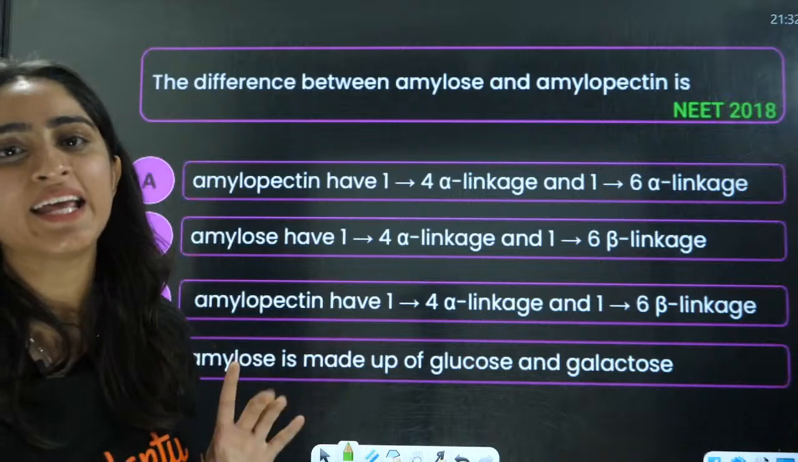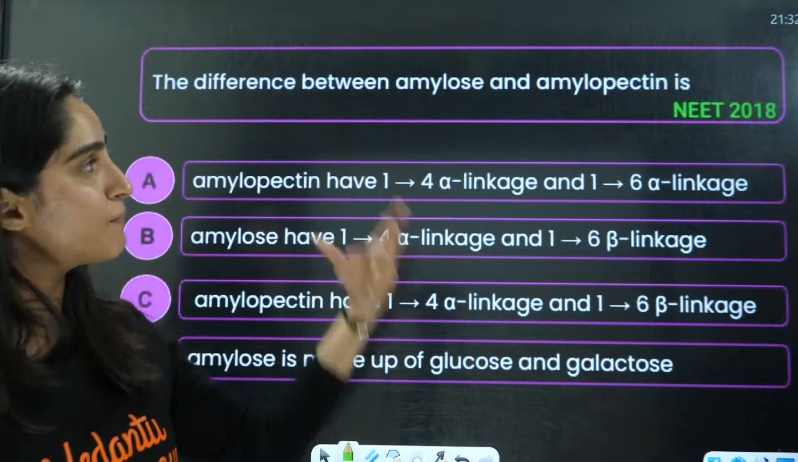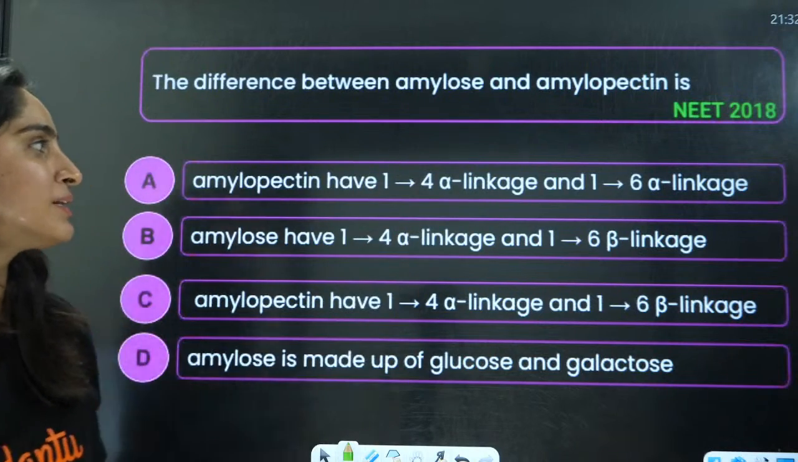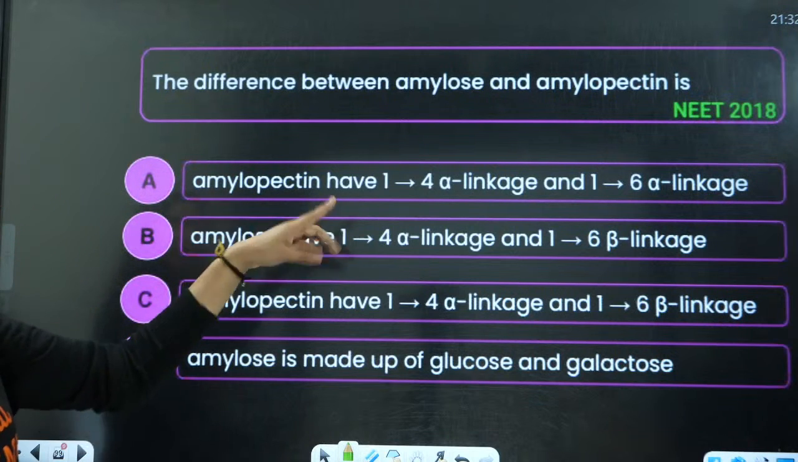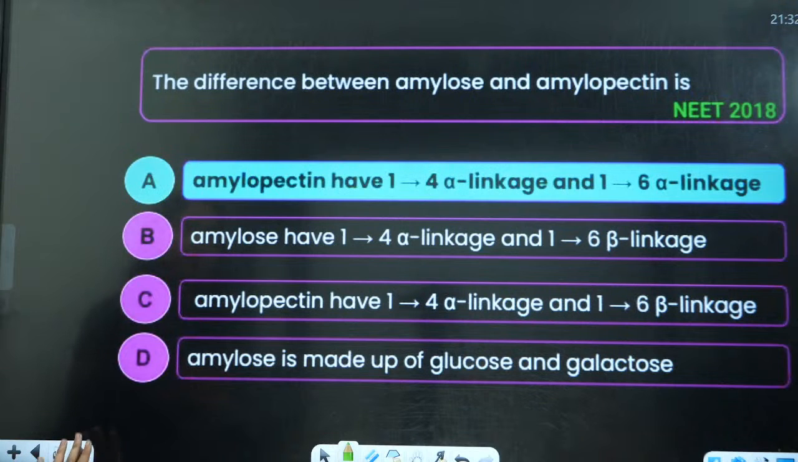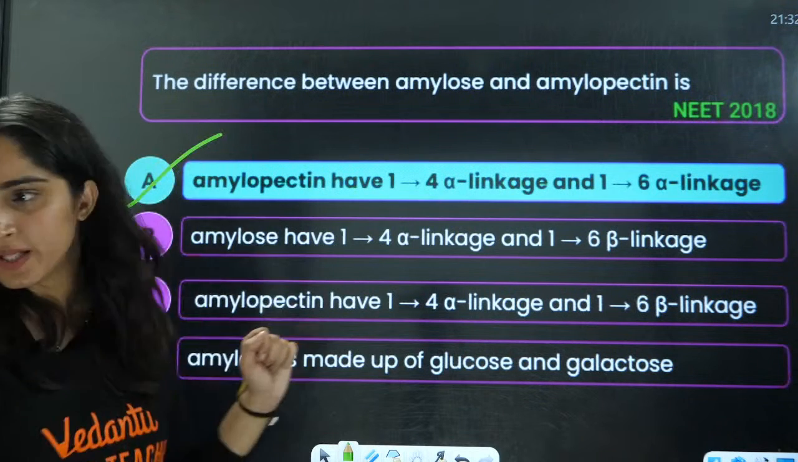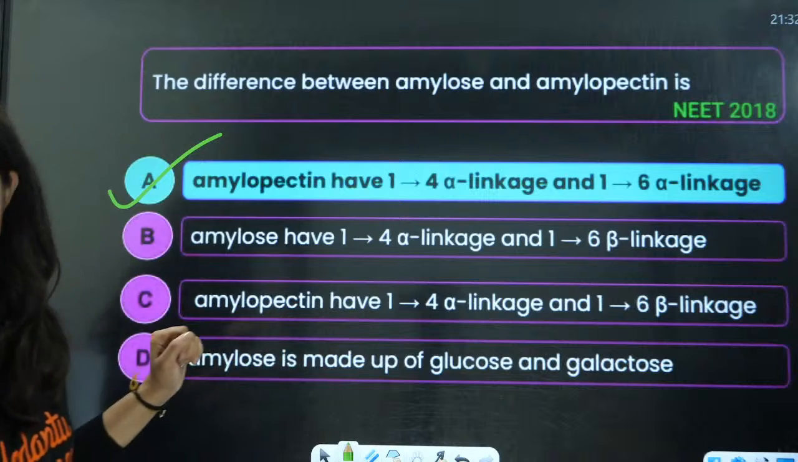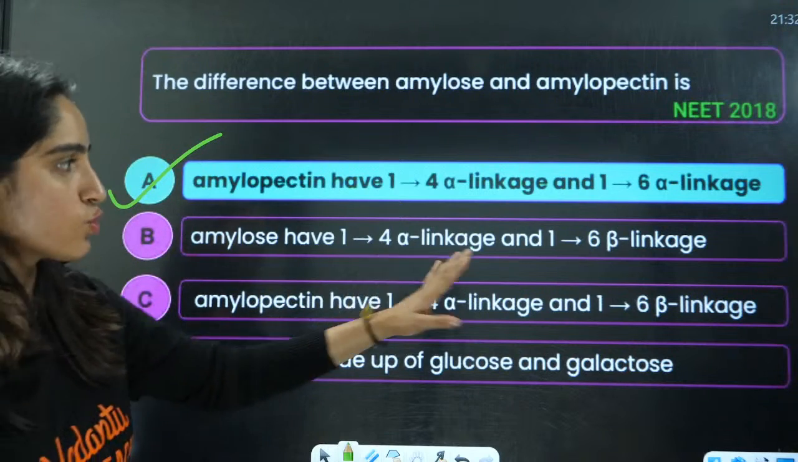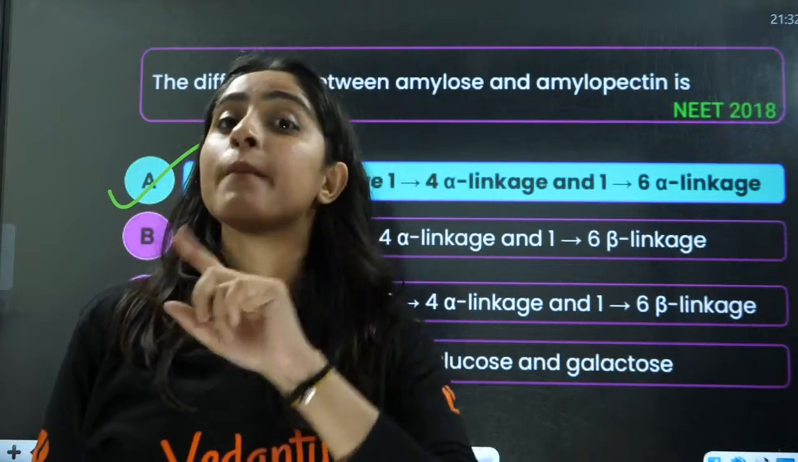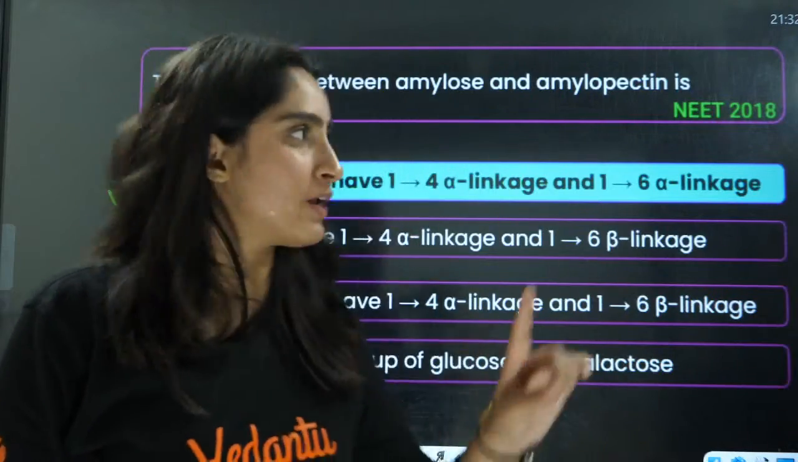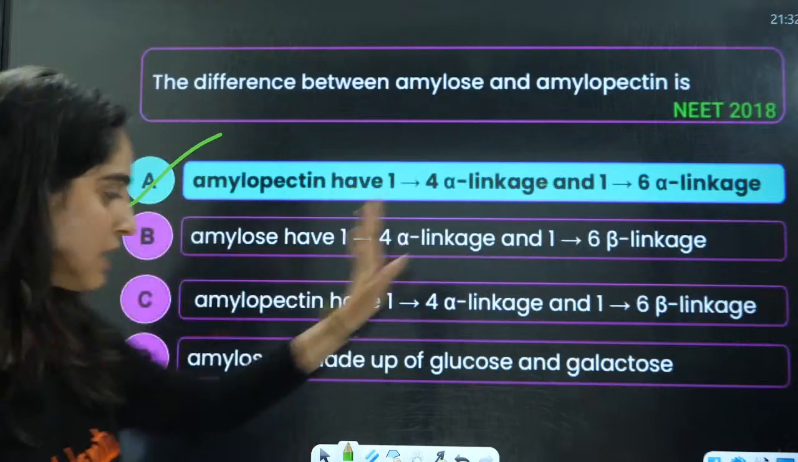Amylose has just one linkage. It is a linear polymer, but amylopectin is a branched polymer. There is a 1,6 linkage as well. So A is going to be the right answer. Yes, very good. Jeff has answered. No, it is alpha. Amylose has just one linkage, that is the 1,4 linkage. But amylopectin is branched, so it will have an additional 1,6 linkage here.